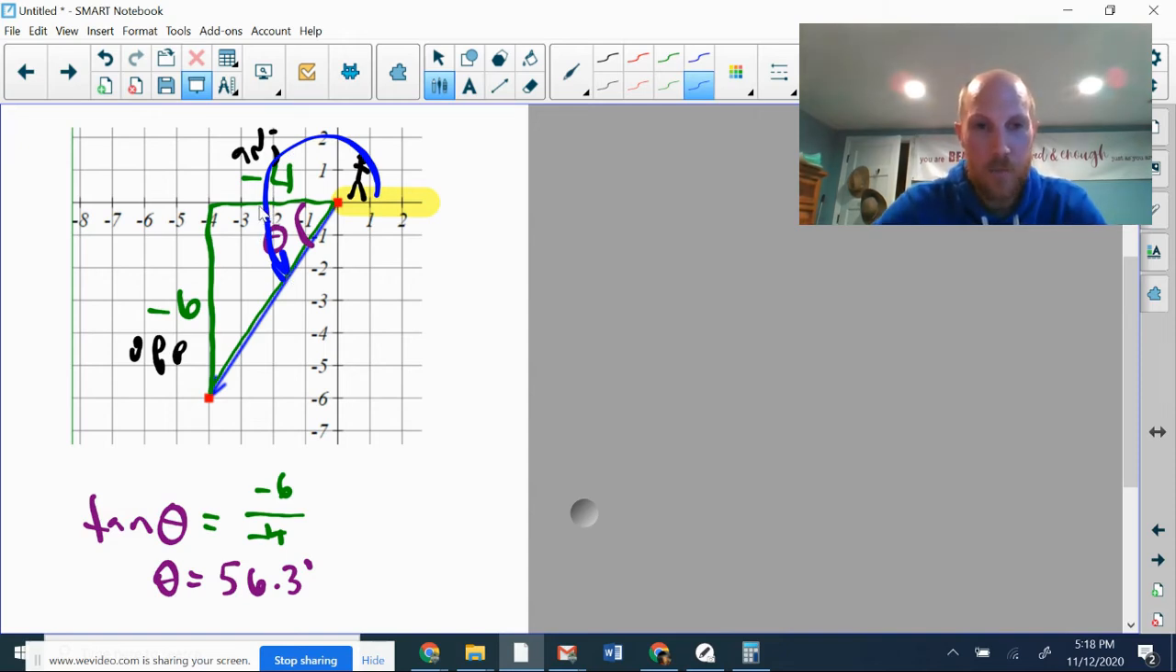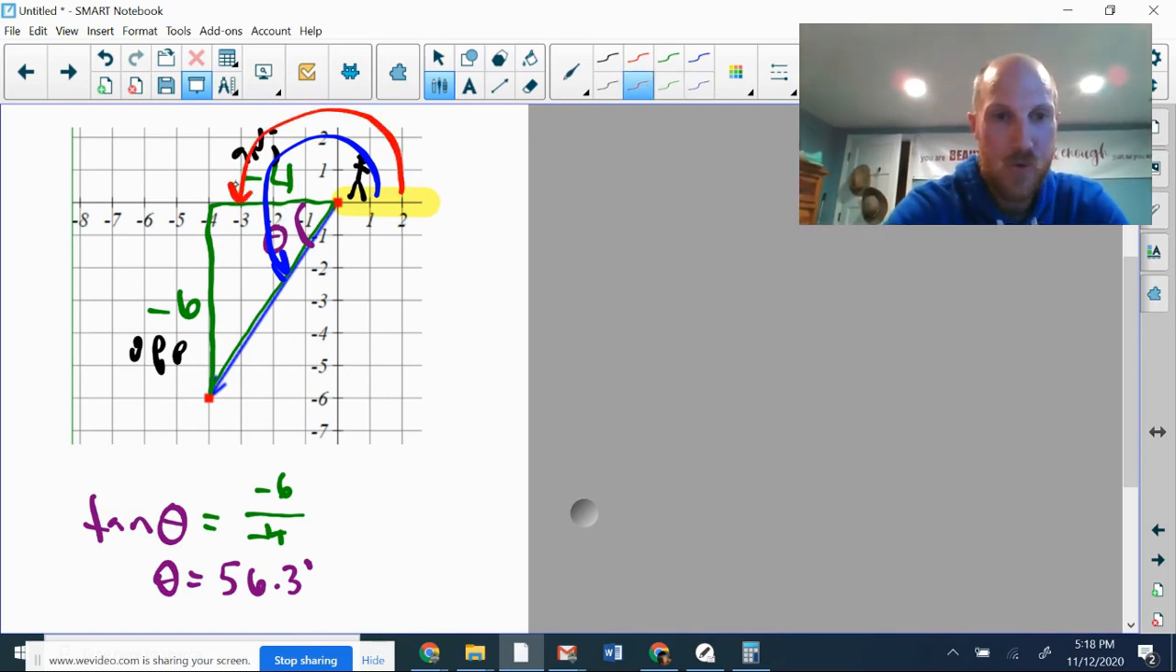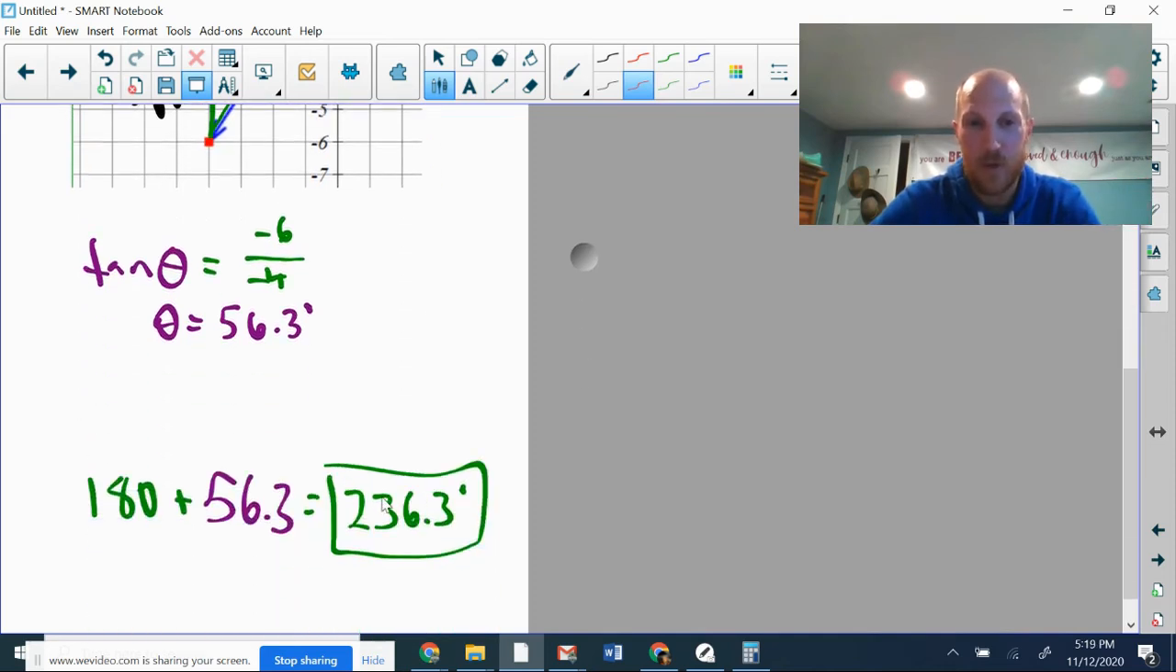Okay, so the part that's inside the triangle, that's 56.3 degrees, but that's measured from this first side of the triangle. That first side of the triangle coincides with 180. And if I was to start at the positive side of the x-axis and just go halfway around to where that first side of the triangle is, the first place I hit in the triangle, that's 180. So I'm going to take that 180 degrees, and then I'm going to add to it the 56.3 degrees. That'll give me my final direction angle, 236.3.